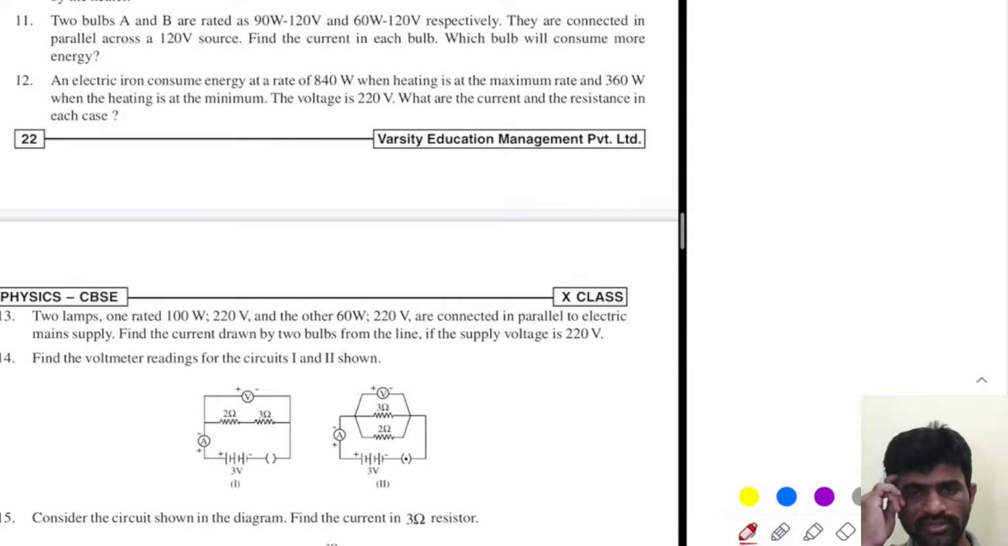So what we did here, first we found I by using the formula P by V, because P is equal to V into I, and then later we used the formula to find out resistance, V by I. That's okay. Now let's see this question.